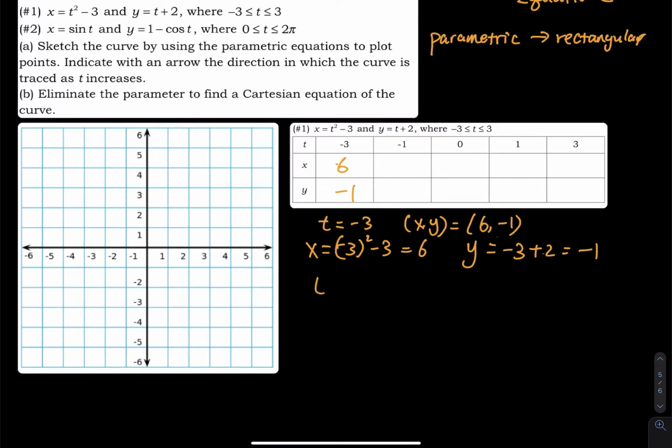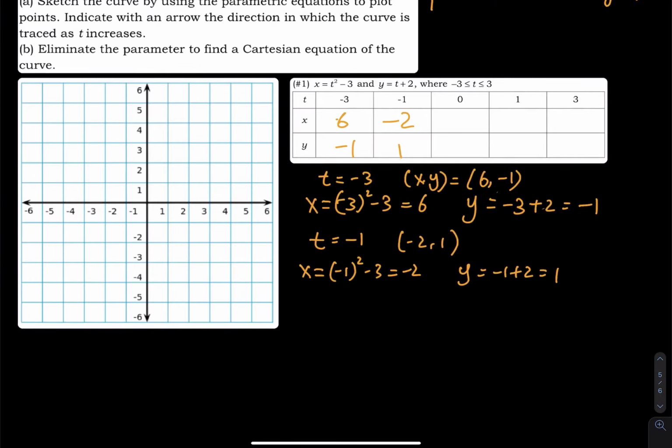When t equals -1, we have x equals (-1) squared minus 3, that equals -2. y equals -1 plus 2 equals 1, so -2 comma 1. And then t equals 0, we have x equals 0 squared minus 3, so we have -3, and then y equals 0 plus 2 equals 2, so we have -3 comma 2.